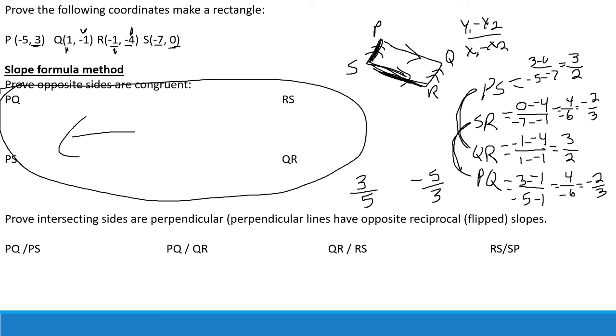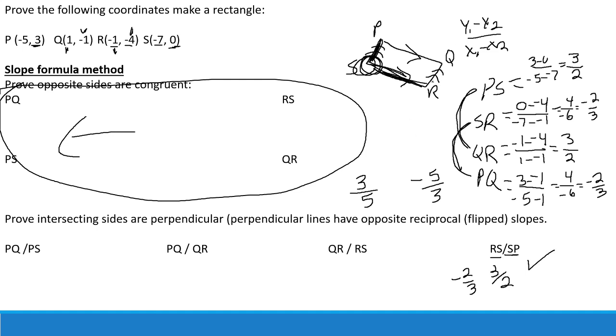So PS and SR is my first right angle. So are those perpendicular? So PS and SR. Written backwards here, but no big deal. So PS is 3 over 2 compared to SR, which is negative 2 over 3. So these are indeed opposite reciprocals of each other. So these are indeed perpendicular. So that is a right angle there. Good. Now we need to check the other ones.